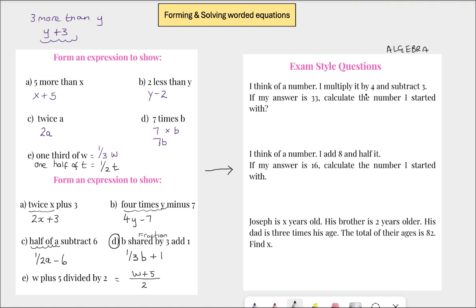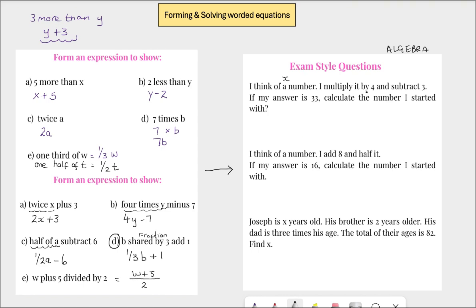I'd multiply it by 4 and subtract 3. So, I think of a number. We don't know what that number is, so we're going to call it X.